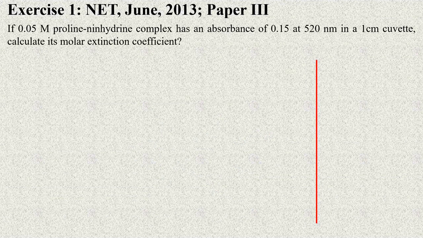In the second part of this video, we are going to solve a few problems. The first: a 0.05 molar proline hindrance complex has an absorbance of 0.15 at 520 nanometer in a 1 centimeter cuvette. Calculate the molar extinction coefficient. We know the formula: absorbance is equal to molar extinction coefficient into concentration into thickness of the medium. The thickness is 1 centimeter, absorbance A is 0.15, and this is C.